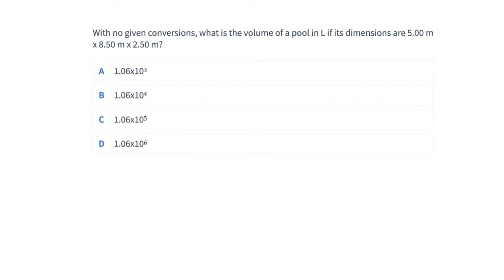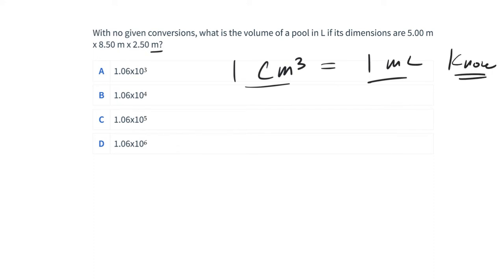Okay, so this problem here, with no given conversions, like the one conversion that goes from a length unit in meters or some type of length unit to volume, the only one that I would expect that we all know is that 1 cubic centimeter is 1 milliliter. So this is the only conversion I think that we need to know to solve a problem like this. If we know this conversion here, then we can convert dimensions from cubic meters into liters.